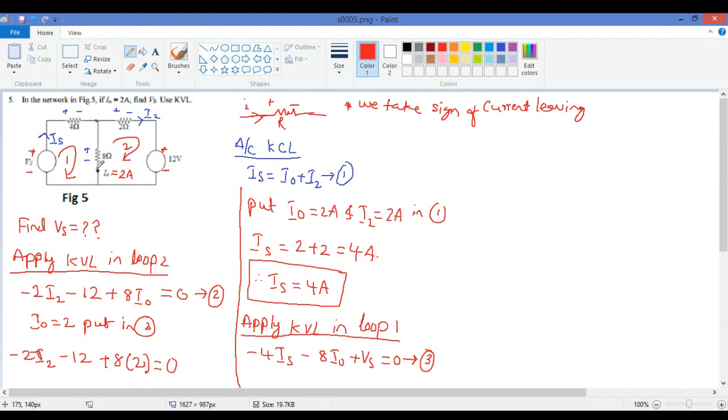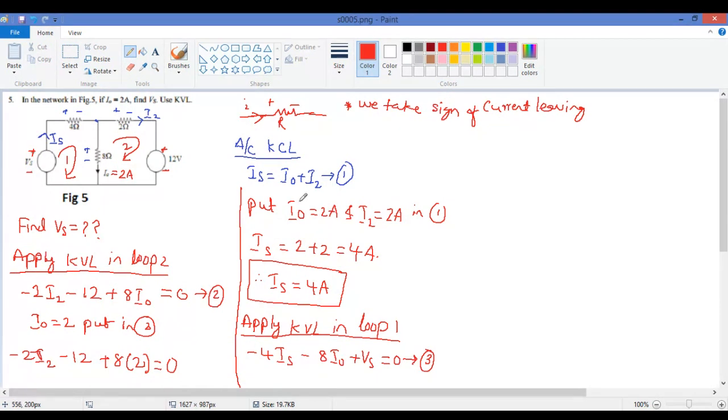See here, why I have taken minus 8 I naught: because the current I naught is leaving from the negative polarity. Why I take plus Vs here: because the current is leaving from the positive polarity. Either you can take current entering or current leaving, but whatever you take, you have to follow it consistently throughout the problem. Okay, is it clear now?